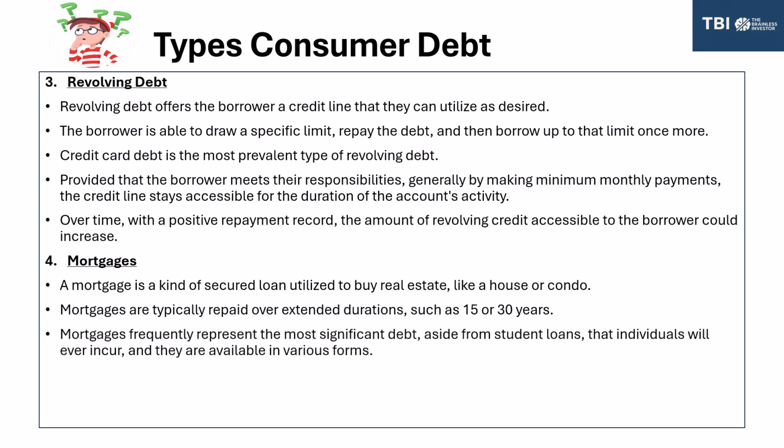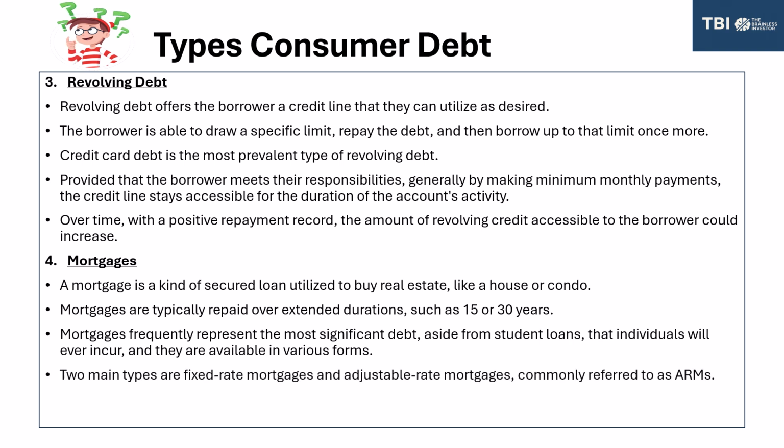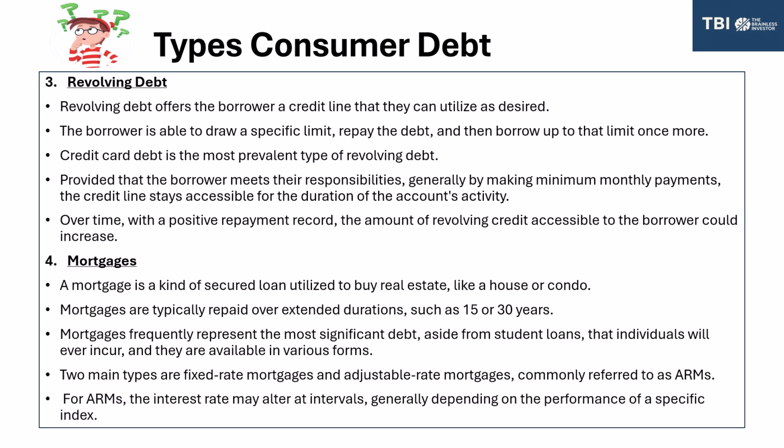Mortgages frequently represent the most significant debt, aside from student loans, that individuals will ever incur, and they are available in various forms. Two main types are fixed rate mortgages and adjustable rate mortgages, commonly referred to as ARMs. For ARMs, the interest rate may alter at intervals, generally depending on the performance of a specific index.